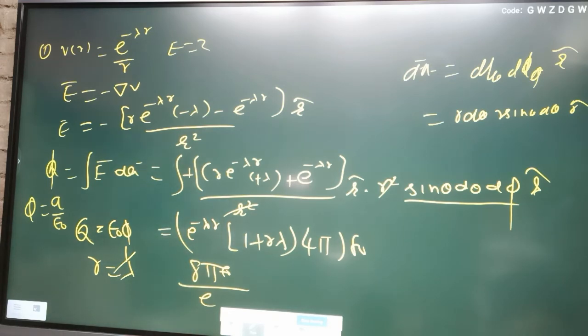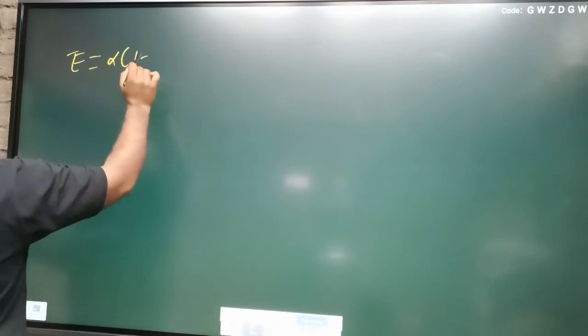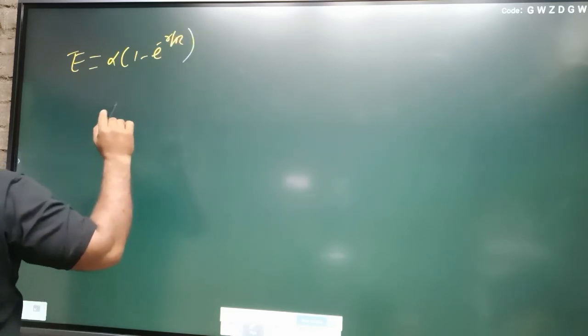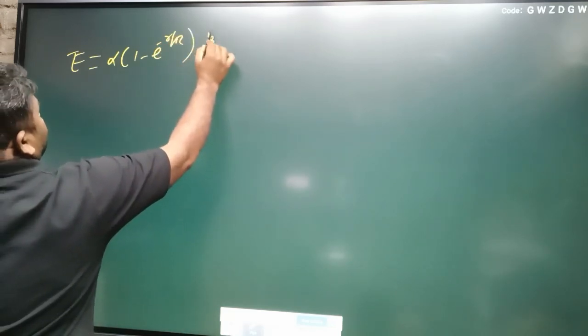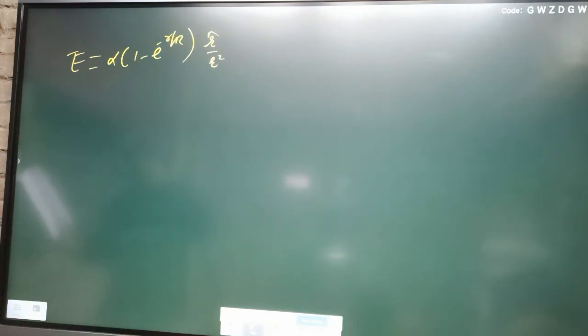A static charge distribution gives rise to an electric field of form E bar is equal to alpha times 1 minus e to the power minus small r upon capital R, R cap upon R square. Find the charge within the sphere of radius R centered at origin.